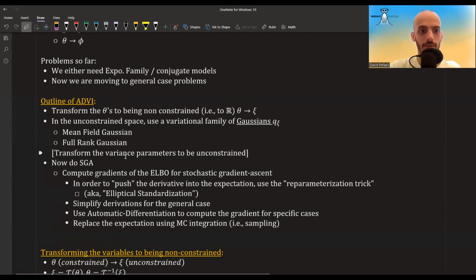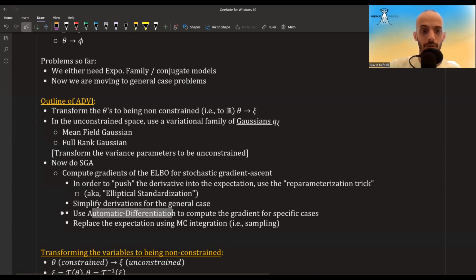And now we will do stochastic gradient descent. We will have to compute the gradients for the ELBO. In order to push the derivative into the expectation, like I mentioned in the previous video, we will use the reparameterization trick. In the paper, they call it elliptical standardization. And because we are using Gaussians, this is totally possible and easy. We will simplify the derivation for the general case. We will try to find the gradients with respect to the mu's and the variance parameters of these Gaussians of the variational family. We will only simplify up to some point.